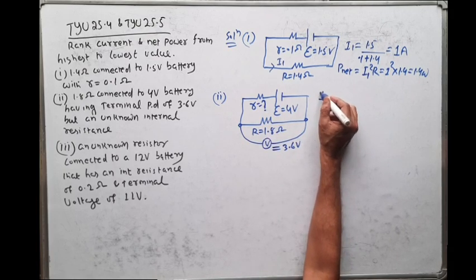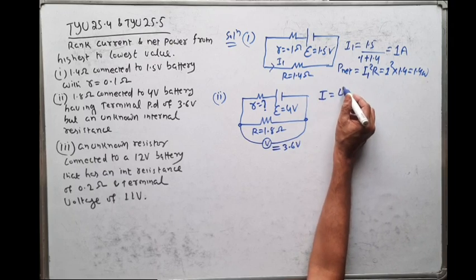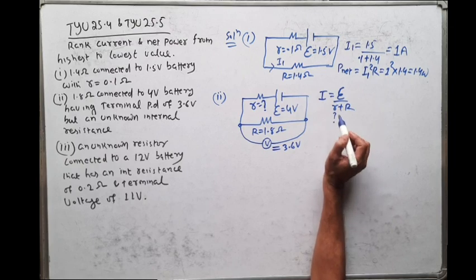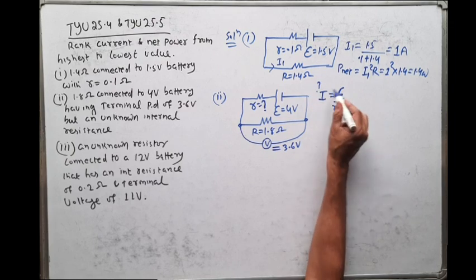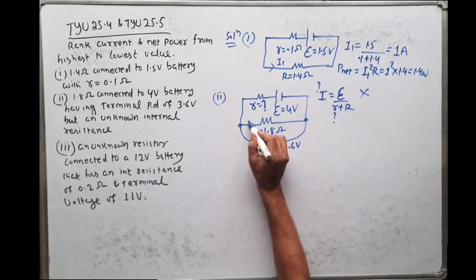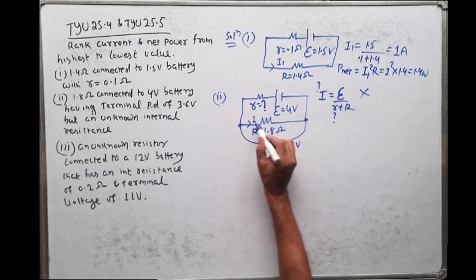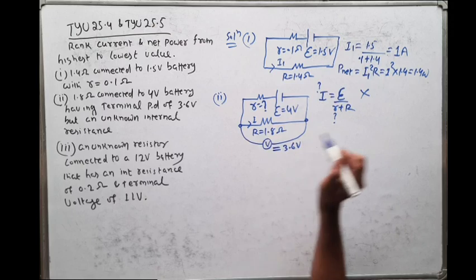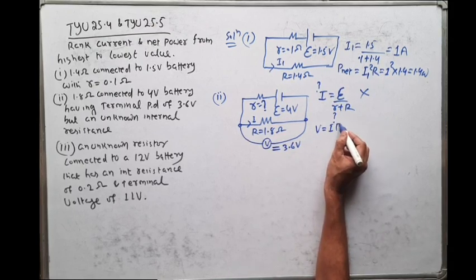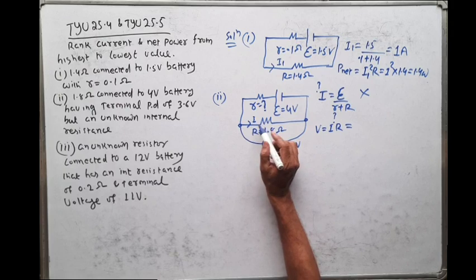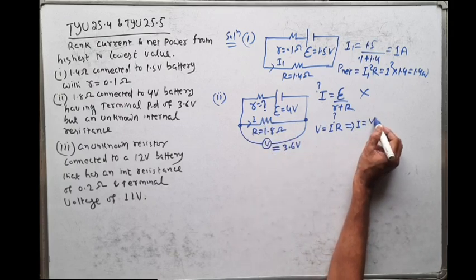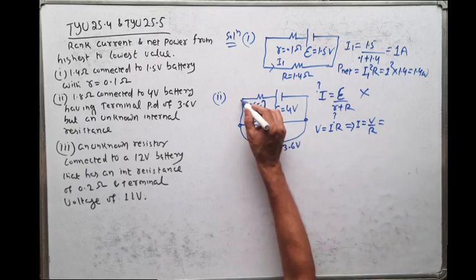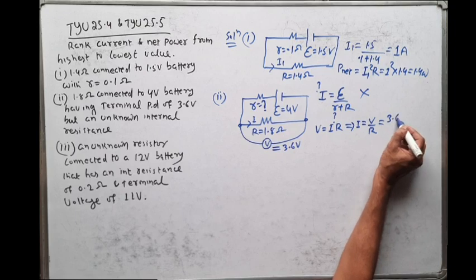So how will you find the current? You know the formula of current? I is equal to E by R plus r. So here r is not given. So r is unknown, I is unknown. You cannot solve with this formula. But you know, if the current through this is I and resistance is 1.8, then voltage across this is V is equal to I into R. So that implies I is equal to V by R. So what is the potential difference across these two terminals or across the battery? It is 3.6. So V is equal to 3.6.